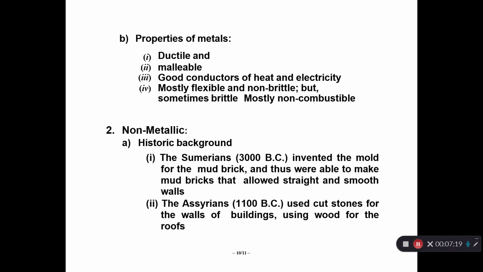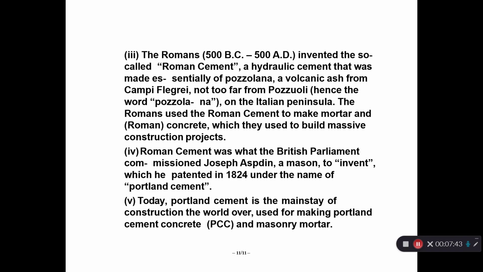So we get into non-metallic. And of course, this is making mud bricks. Now, the brick that I have at Disneyland is not mud. It's a cementitious material, but it's nonetheless still referred to as a brick or a paver. And so the ancient Sumerians began with mud bricks. The Assyrians employed them. Of course, the Babylonians did. The Romans also invented, and we call it so-called Roman cement, but it's a hydraulic cement that was made essentially of pozzolana, which is a volcanic ash.